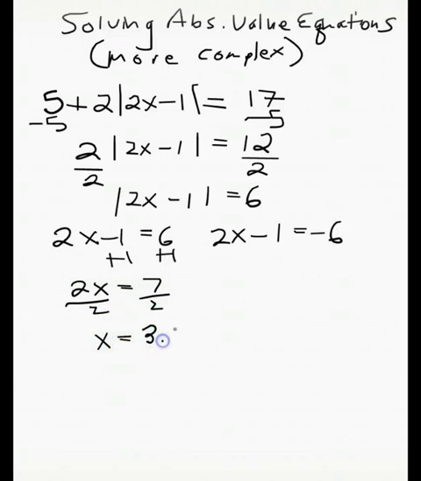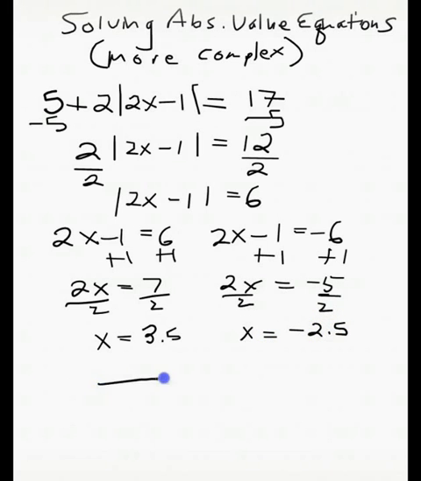So this is going to be 3.5, and for this one, 2x equals negative 5, divided by 2, so this one's going to be negative 2.5. Again, if you were doing a number line, real quick for the sake of time, this one would be negative 2.5 here, and this one would be 3.5 here. To show that things are equal to, we're going to use dots. You put one there, you put one there, and you're done.